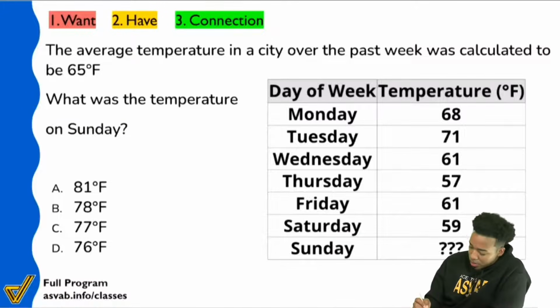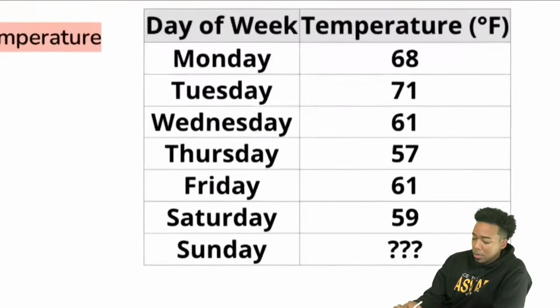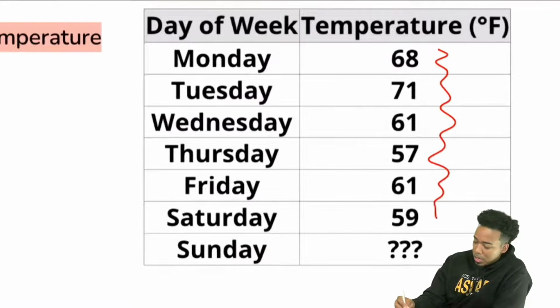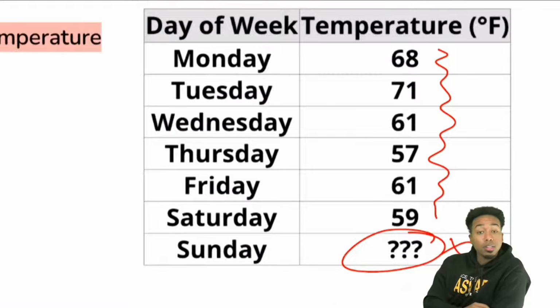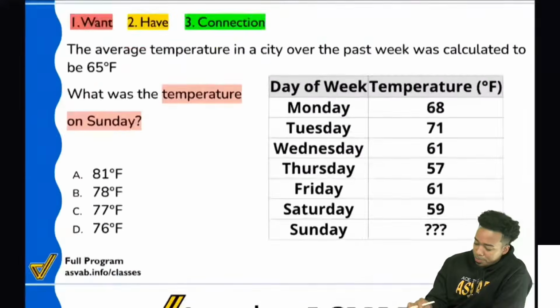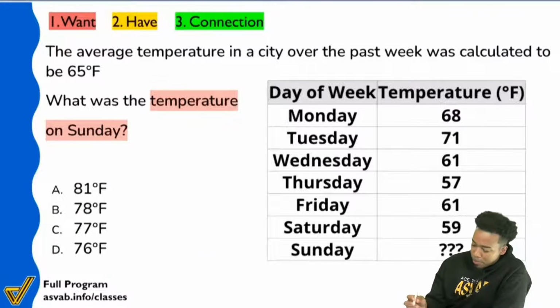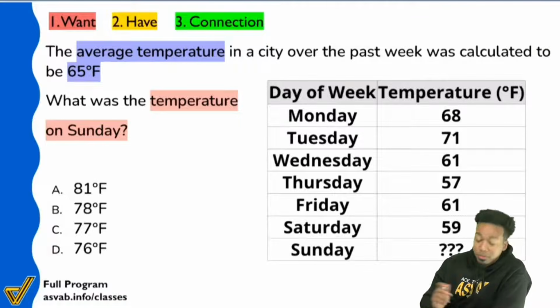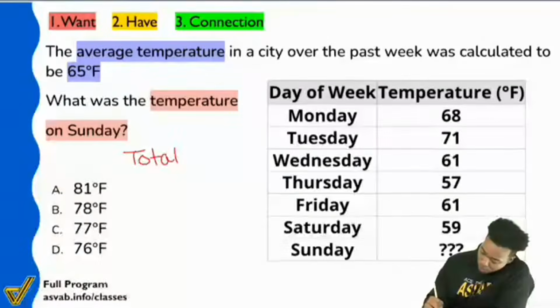So here we are. We have, what is the temperature on Sunday? That's what we're looking for, temperature on Sunday. We can clearly see with my big old head out of the way that we have all of these numbers listed, but we don't have Sunday. We got to find Sunday here. So let's go ahead and find it. Here's how we're going to do it. We are told that the average temperature right over here is 65 degrees for the whole week. So we'll divide that by the number of numbers.